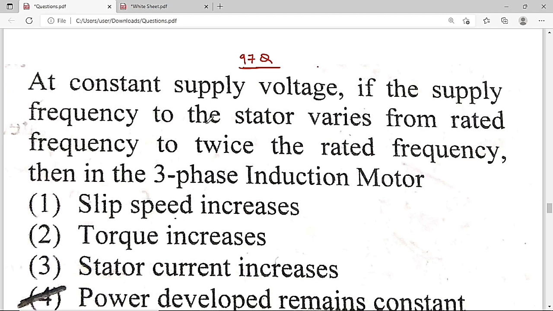So the frequency is increasing. Then what is going to happen in the case of a three-phase induction motor? The supply voltage is constant and the frequency is increasing from the rated frequency to twice the rated frequency. What is going to happen at this condition? We need to figure out. Out of these four options, option D, which is power developed remains constant, is the correct solution of this question. So let's solve this numerical.